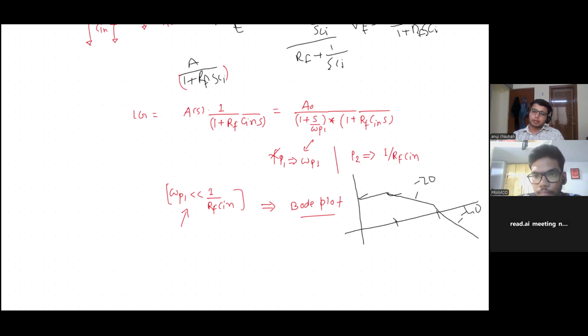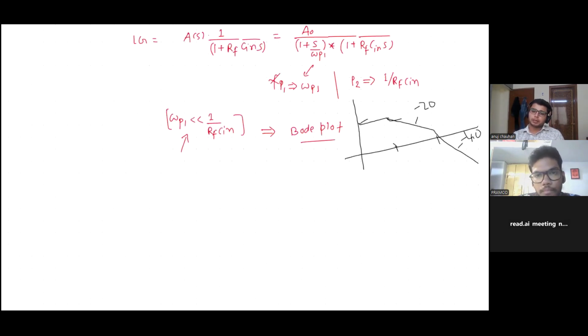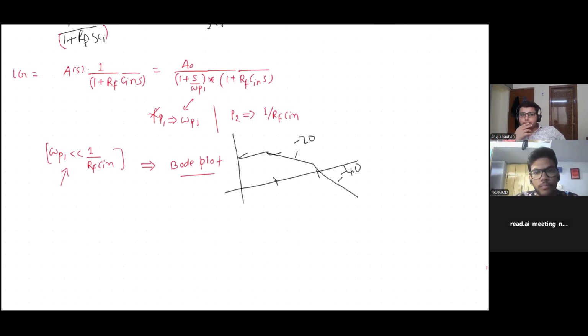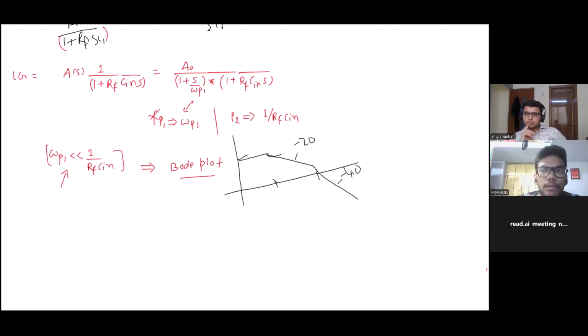So, are you aware of UGB and phase margin? Where is the UGB for this system? Unity gain bandwidth. I think it is the frequency at which the magnitude becomes one. By multiplying gain and bandwidth, we can get the UGB, right? So how will you see here the UGB?